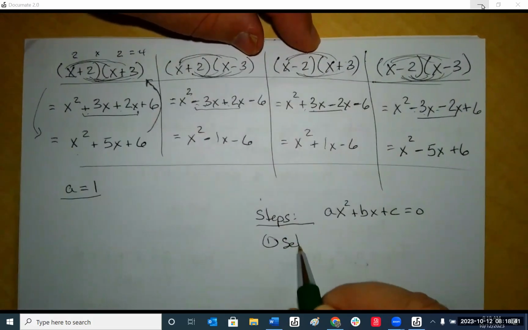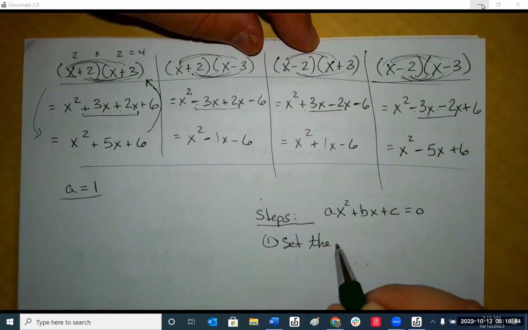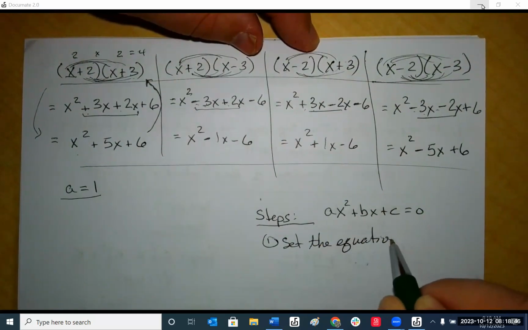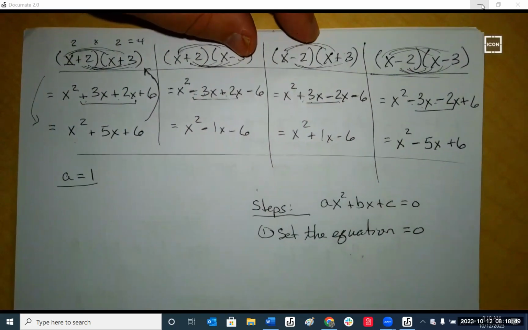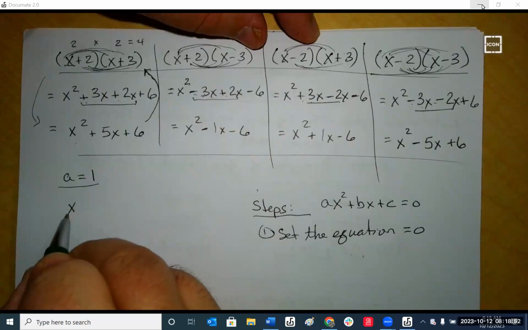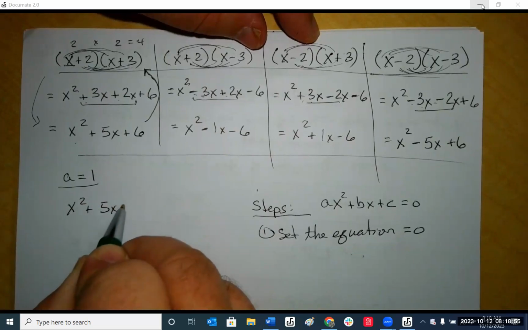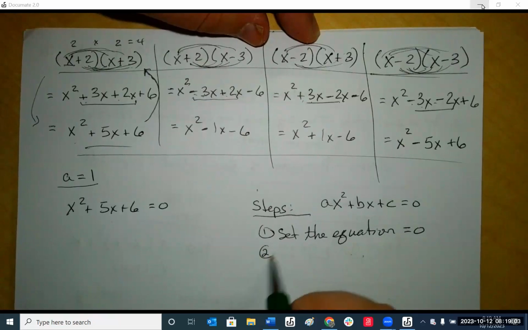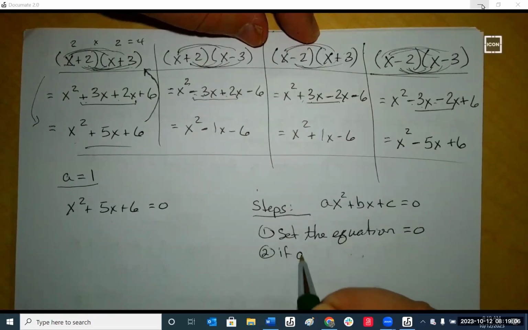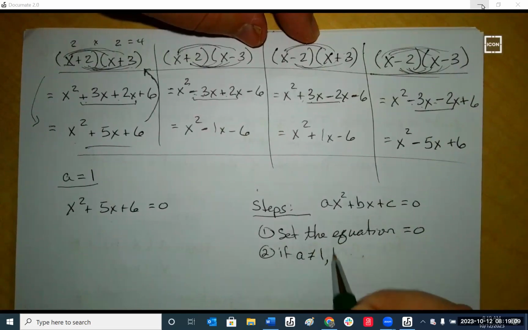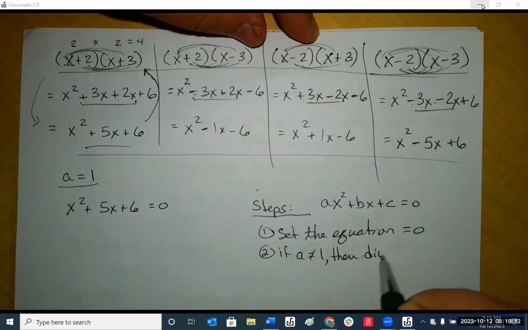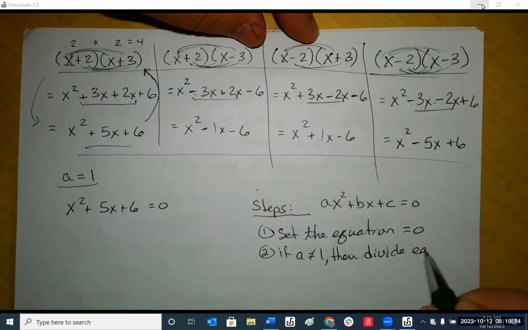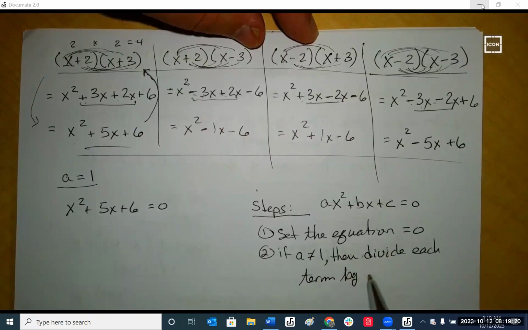First step, set the equation equal to 0. So we have x squared plus 5x plus 6 equals 0. We're doing the first one. If A is not 1, then divide each term by A.